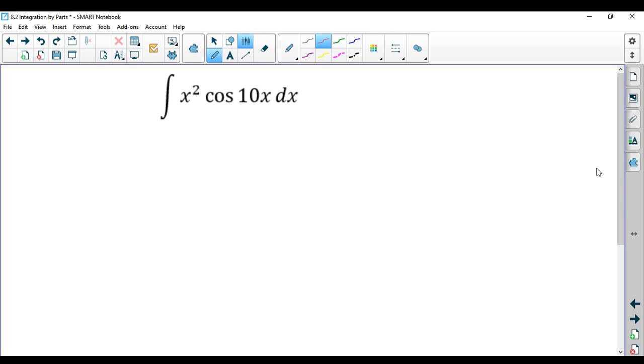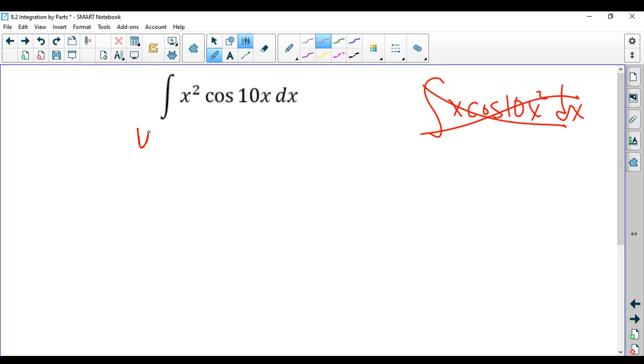But if it were the integral of x cosine 10x squared, now if you think about it, you could let u be 10x squared and du is 20x dx, and we got it. It's as easy as integrating a cosine of u. But unfortunately, that's not what this is. So we are going to use parts.